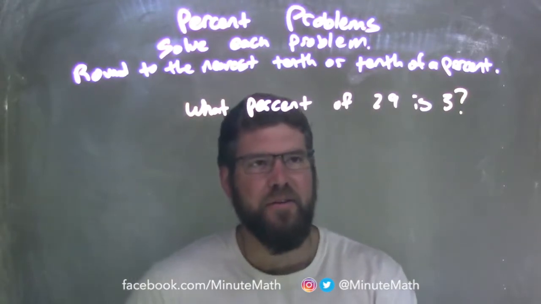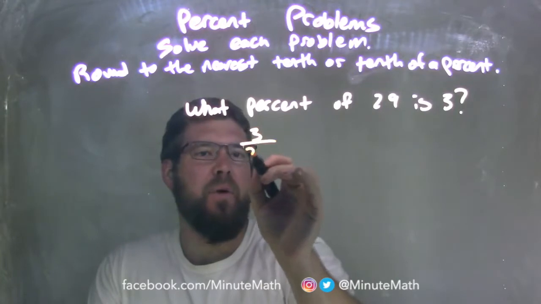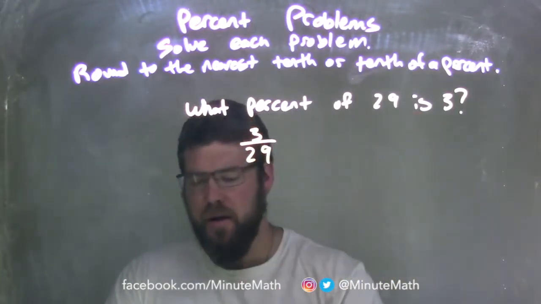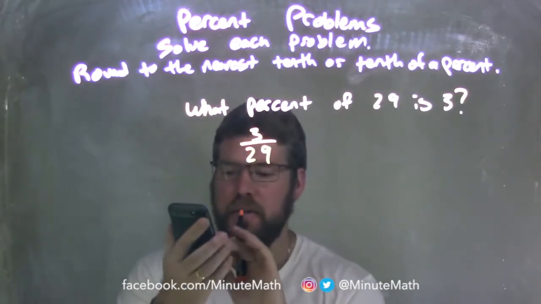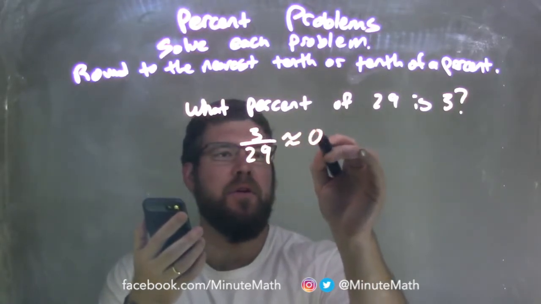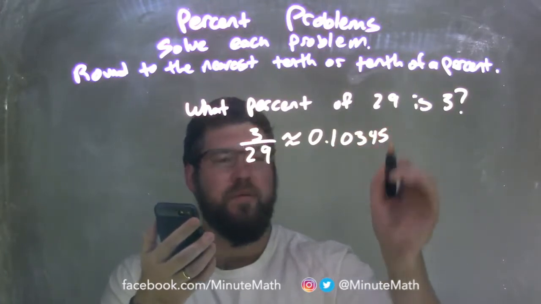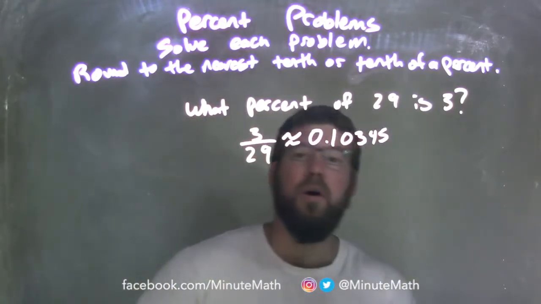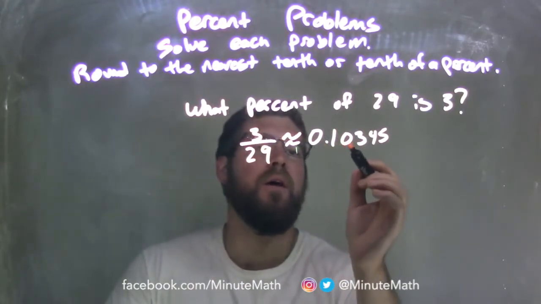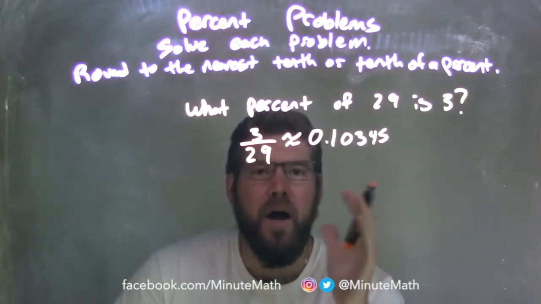Well, what I need to do is take my number 3, the last part here, and divide it by 29 to get a decimal. So what percent of 29 is 3? Well, 3 divided by 29, my calculator comes out to be approximately 0.10345. I then need to multiply that number by 100 to get the percent.